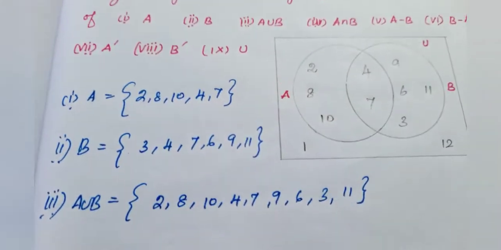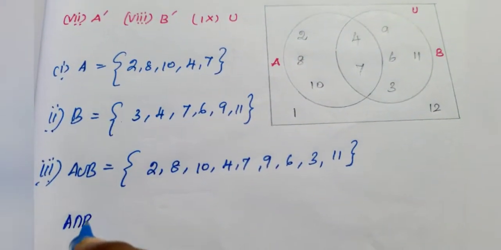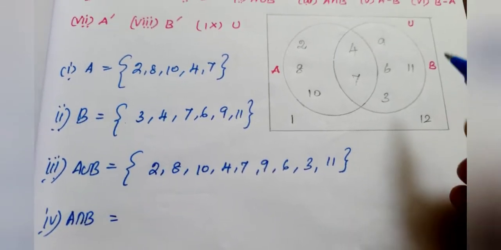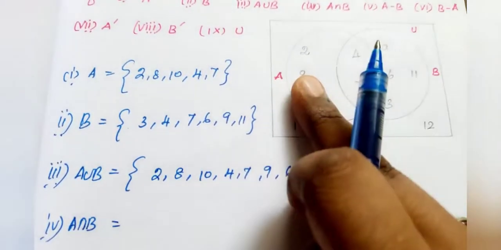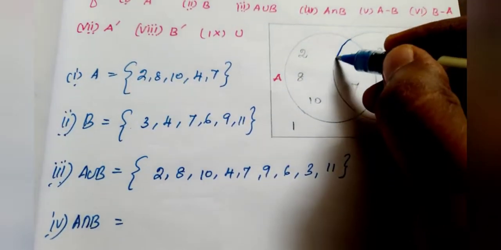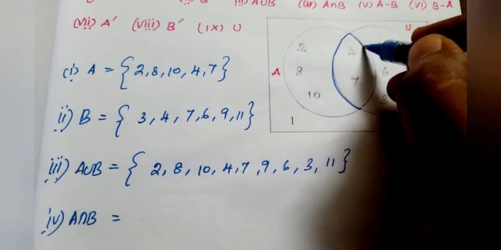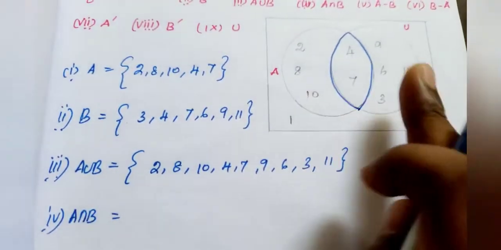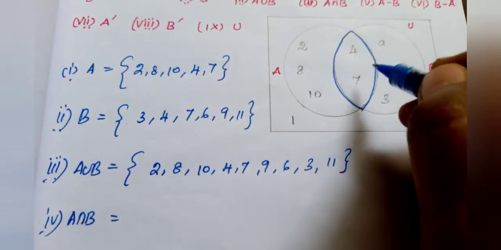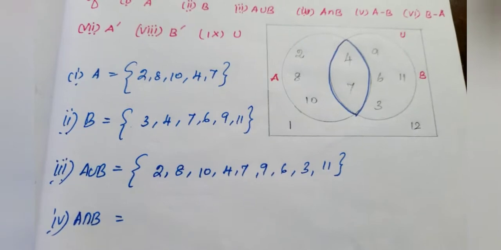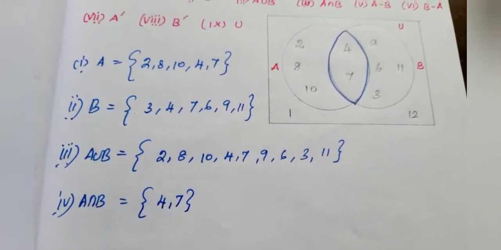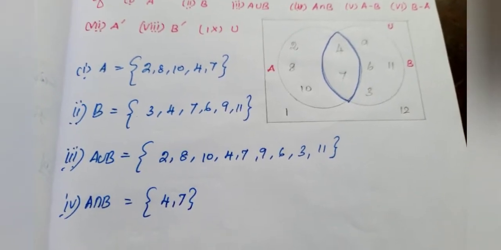Okay, what is next? A intersection B. The fourth one is A intersection B. How can we write A intersection B? The common elements between A and B. Here there are two circles, and for circle A and circle B, this common area is called the intersection. So what is A intersection B here? 4 and 7 are the common elements. That is called A intersection B.